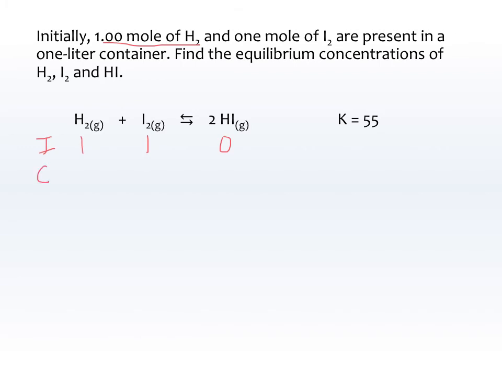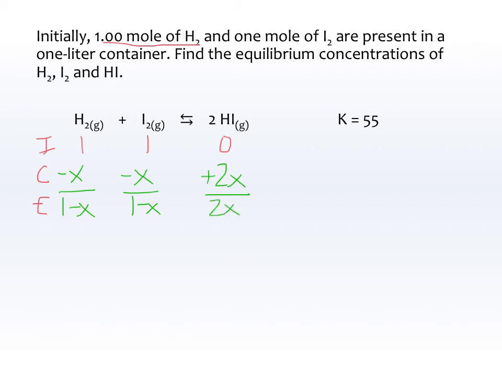So C and E are unknown. I do know that the reactants are each going to lose and the product is going to gain. And they're all going to lose and gain in a balanced equation ratio. So since it's 1 H2 to 1 I2 to 2 HIs, that'll be X, X, and 2X. So at equilibrium, I have 1 minus X, 1 minus X, and 2X.